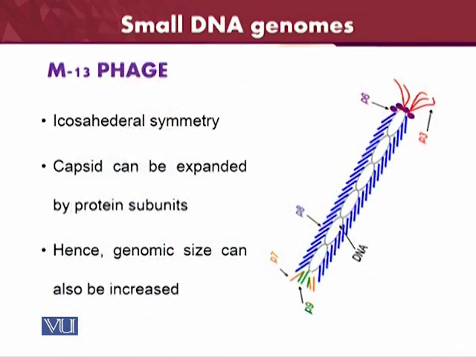Then the M13 phage structure: it has only about 10 genes. It has icosahedral symmetry, and the capsids can be expanded by adding protein subunits. Of course, the capsid is made up of proteins, the protomers or capsomers, and it is expanded by the protein subunits. The genomic size can also be increased along with the capsid increase.